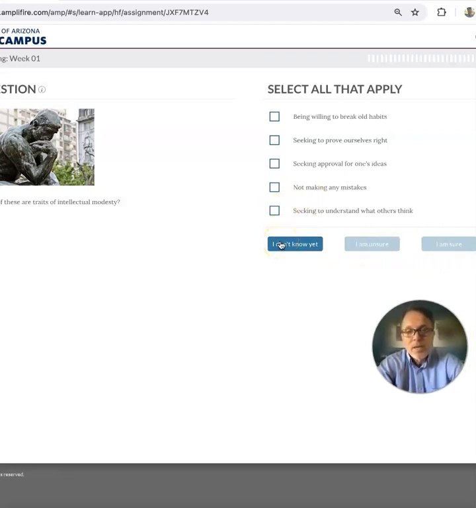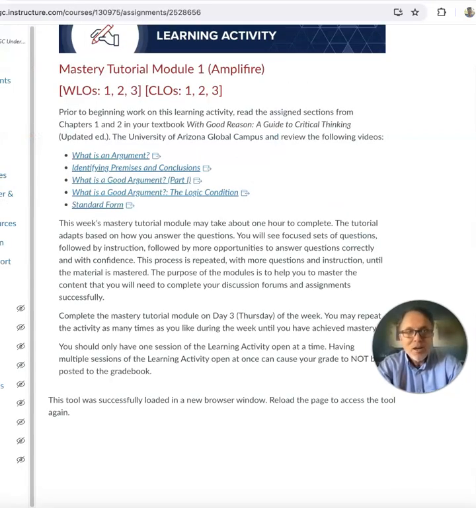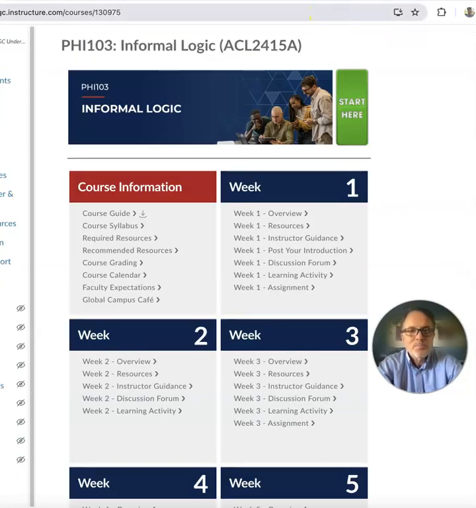But don't worry. If you answer without certainty, or if you get the answers wrong, after each set of 8 questions, you'll get an instruction about the relevant material and a chance then to answer the same or very similar questions. And you can do that as many times as you like. So if you keep at it, you can get 100% on all of these learning activities in the course.